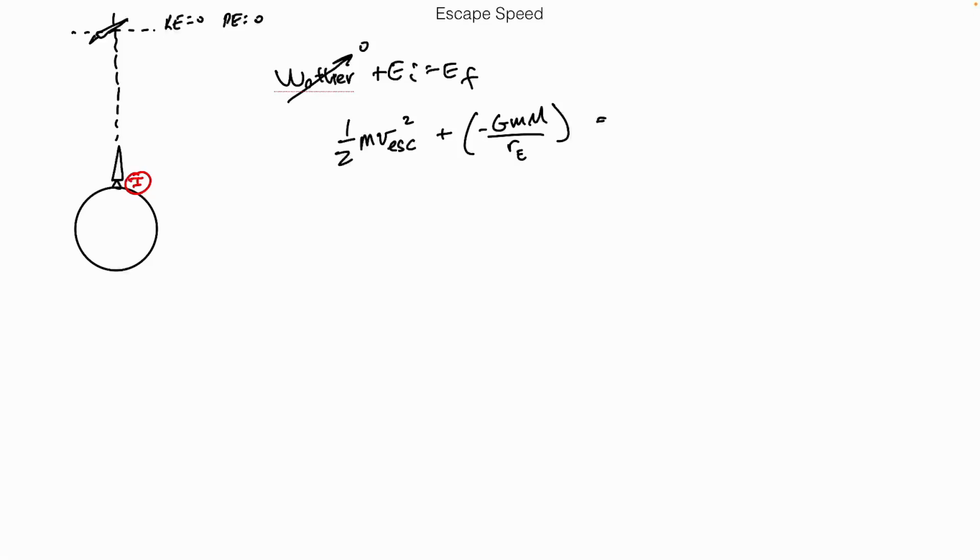Okay. And what's our final kinetic energy going to be? Zero. I already said it. What's our final potential energy going to be? Also zero, right? And then I can maneuver some stuff around here. 1/2 m v escape squared is equal to G M m over R. So what cancels?